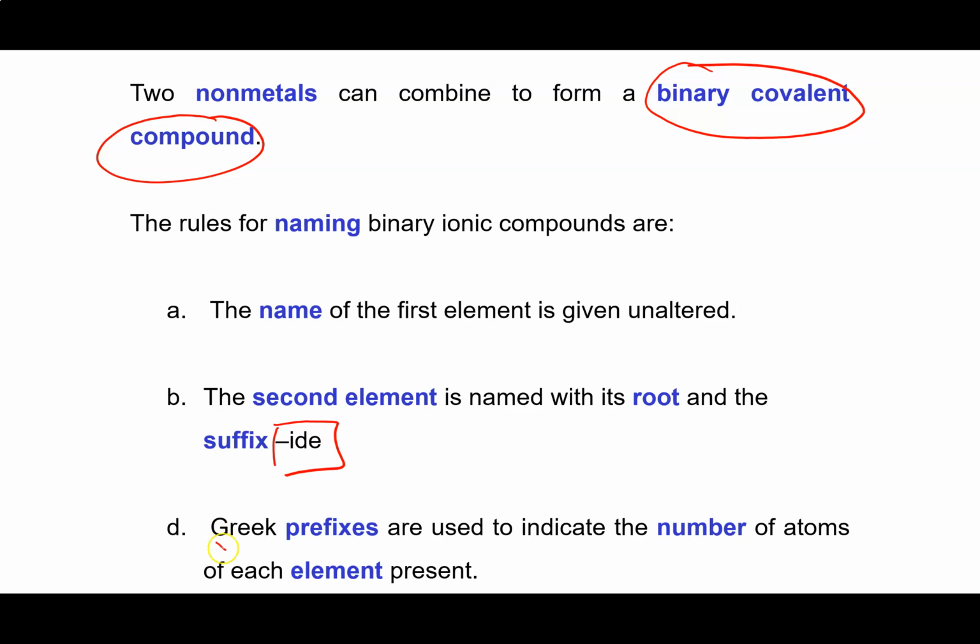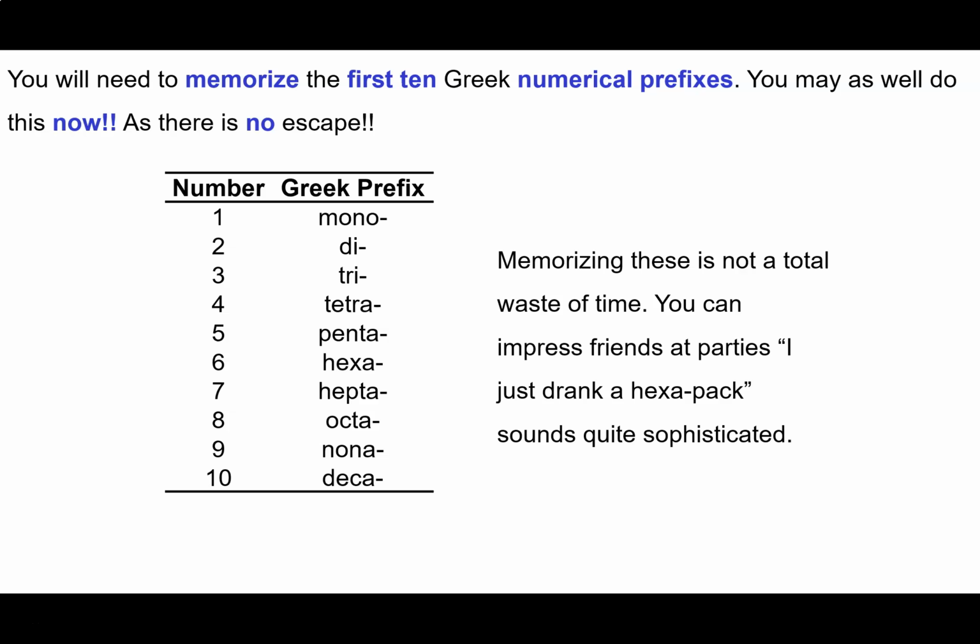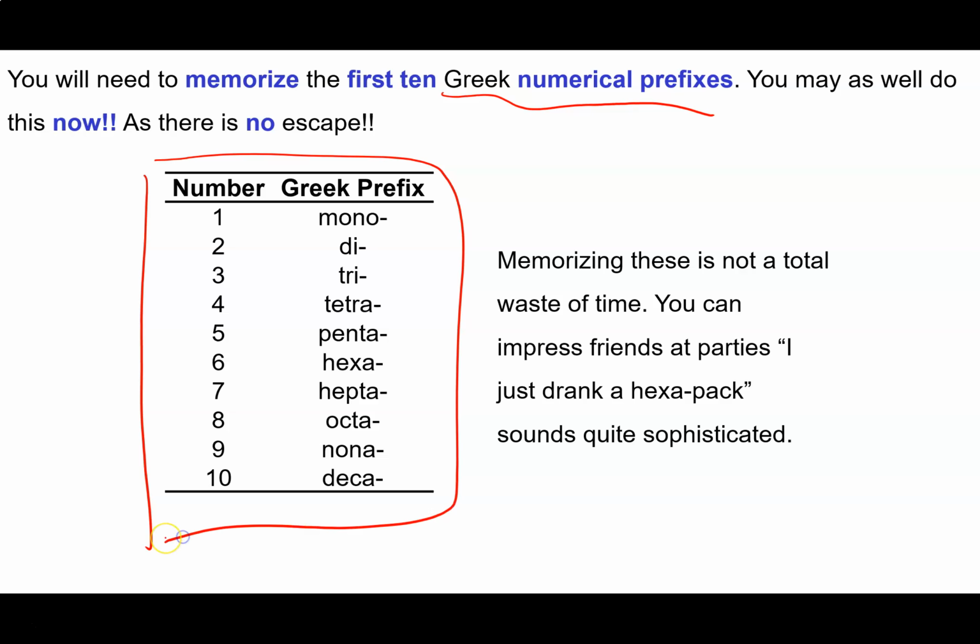And then we apply Greek prefixes to each of those two components to indicate the number of each of the atom types that is present. So we're going to need to know these Greek numerical prefixes in order to do this. So you need to memorize them. Up to about 10 is just fine. You don't need to really go much further than 10.